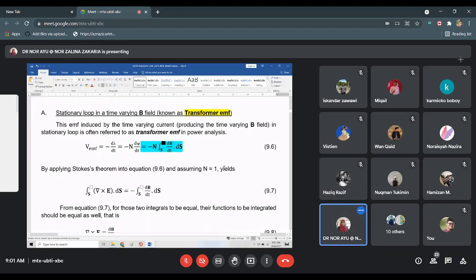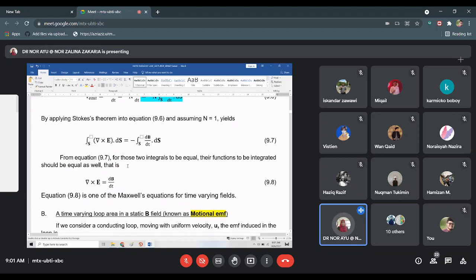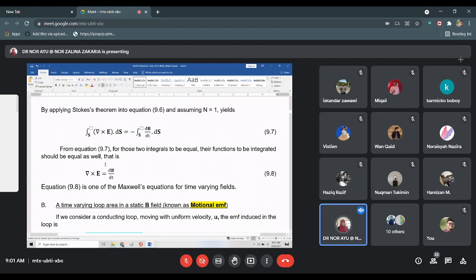All right, so here if we look into Stokes' theorem, we have the integration of del cross E dot ds. It will also equal negative dB over dt dot ds, and finally we will have this equation from Stokes' theorem: del cross E equals negative dB over dt, and this is also part of the Maxwell equations for the time varying field.